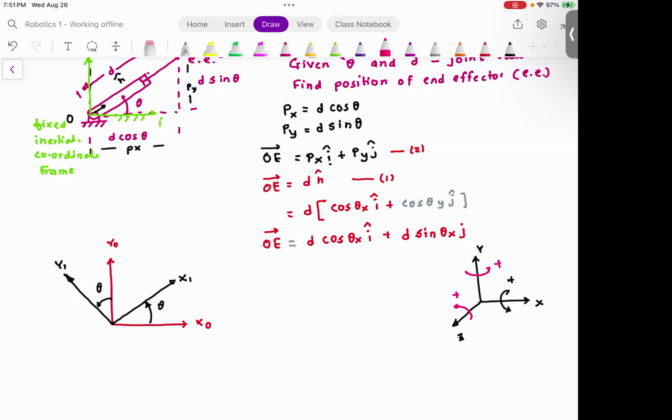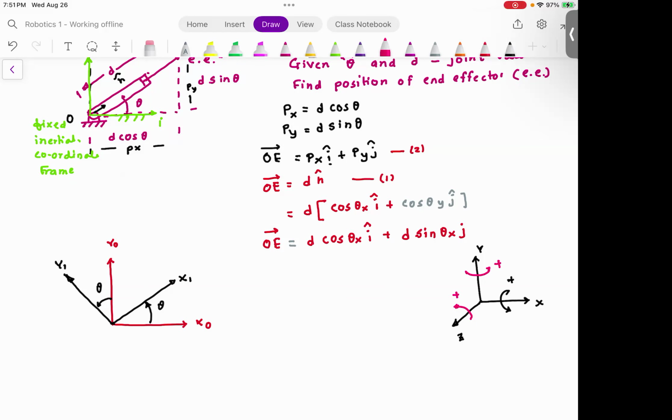So please note, this theta rotation that we are doing is a positive rotation, which means the new frame is rotated in the positive theta direction. So the relationship is positive. So always remember right hand coordinate system, curl your fingers in the direction of rotation. If your thumb is pointing towards the positive axis, that rotation is positive.